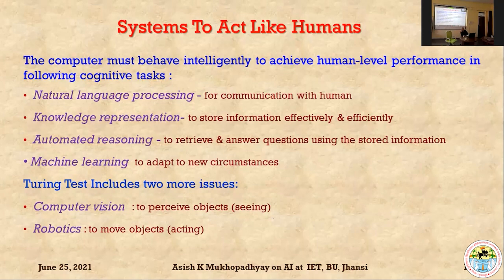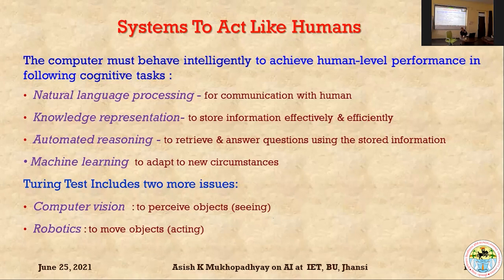How did it catch? When we are talking, somebody picked up, and based on that, something has come about my talking, which is my age. So natural language processing is very important for a system to be part of AI. Knowledge representation: to store our information effectively and efficiently, we need knowledge to be properly represented. Then the reasoning part: we do reasoning ourselves, but it should be made automatic for machine intelligence. And machine learning to adapt to new circumstances.